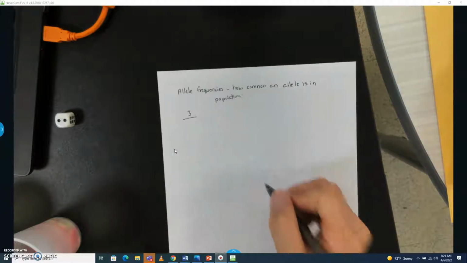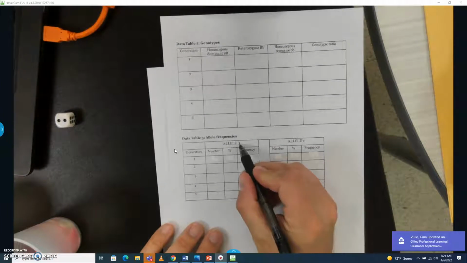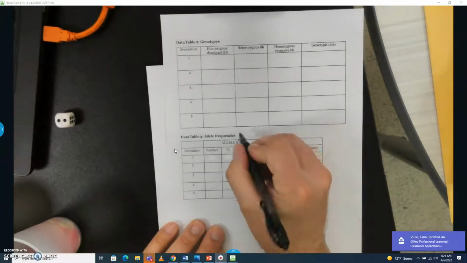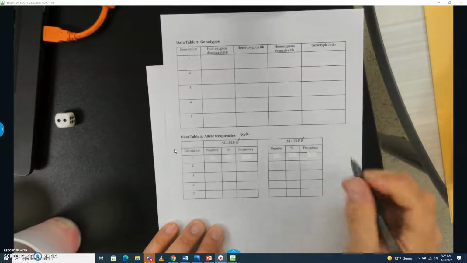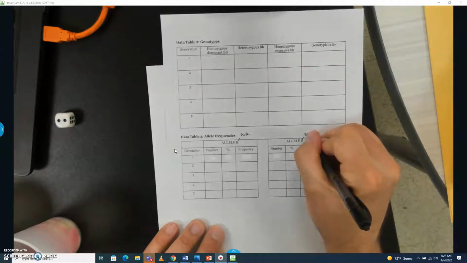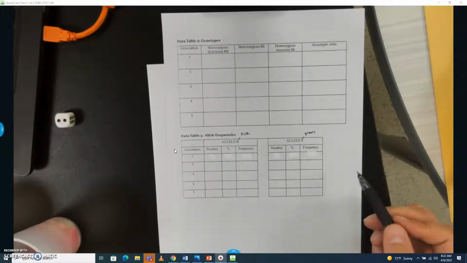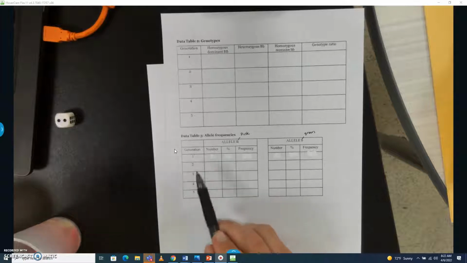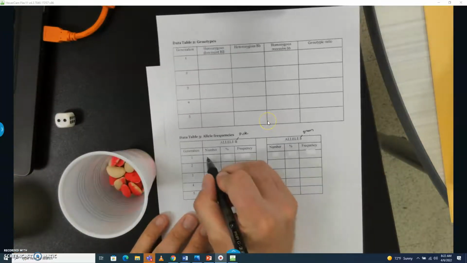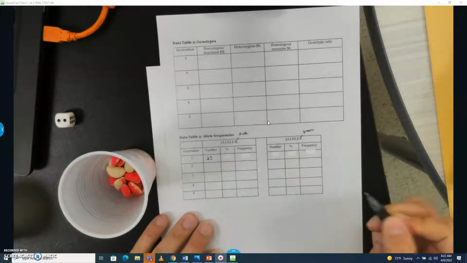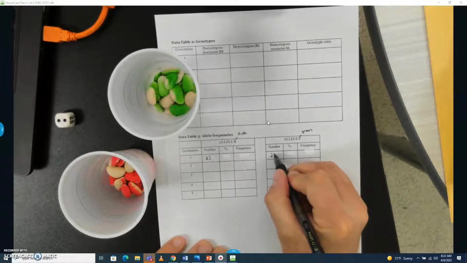Let's take a look. So data table 3, we have our dominant allele, which is B. That was our pink bean. And we have our recessive allele, little b, which was our green one. So that might be a nice note to have just so you don't forget. And the number. How many pink beads do I have? This one's easy. It's 25 because that's what we started with. We also had 25 of the green. That's easy. That's what we started with.